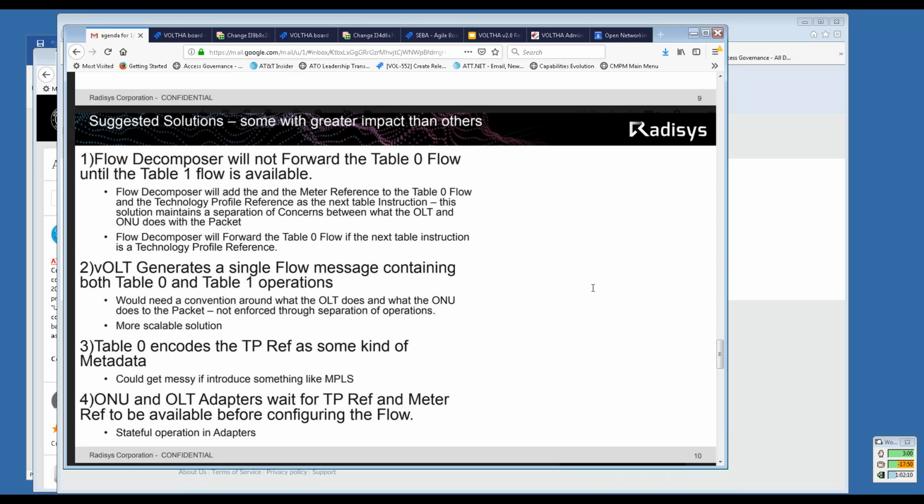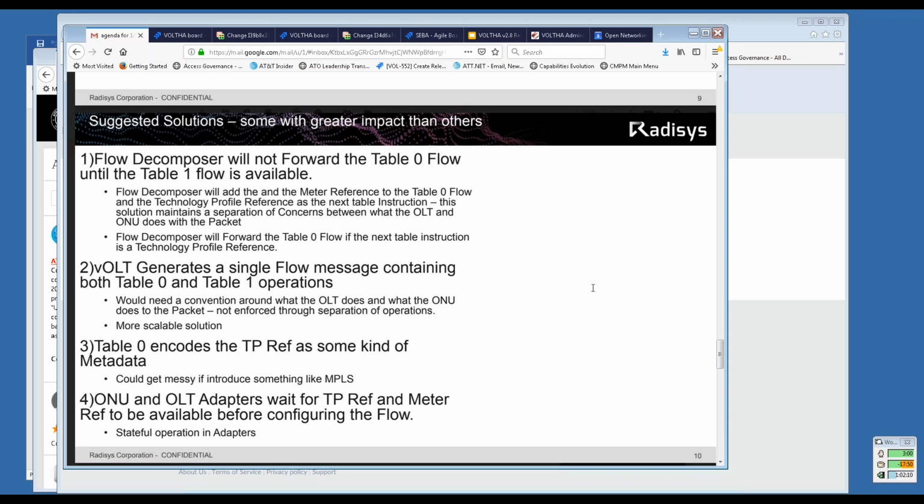Some of the issues with doing option 2 would be you need a convention as to what the OLT does and what the ONU does, and we already have an idea of what that is, but you'd have to somehow enforce it. This might be a more scalable solution, because now we just have a single message that defines the upstream flow and a single message that defines the downstream flow, and you deliver all the information that the OLT adapter and the ONU adapter need.